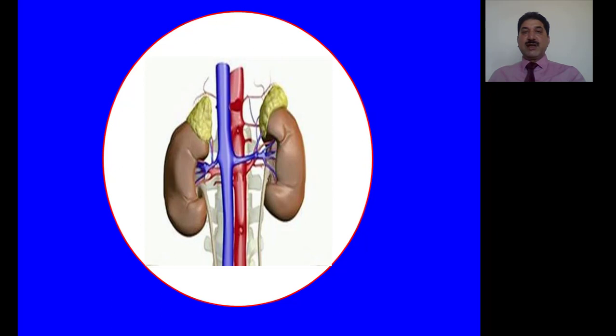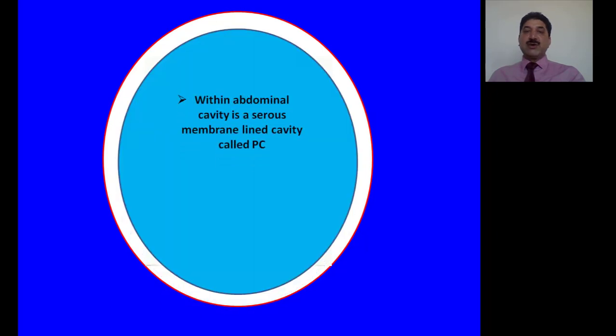So within the abdominal cavity is a serous membrane lined cavity called the peritoneal cavity. It is smaller than the abdominal cavity. Abdominopelvic cavity minus peritoneal cavity is equivalent to the retroperitoneal space.